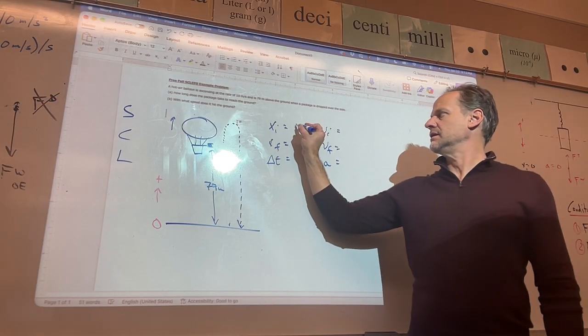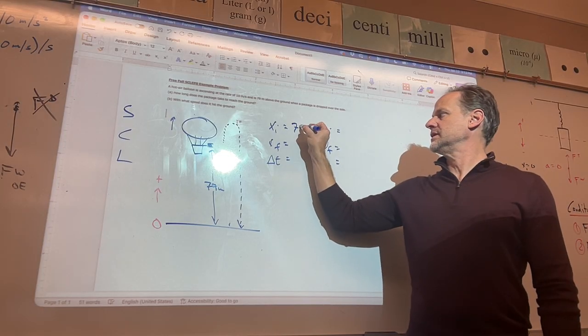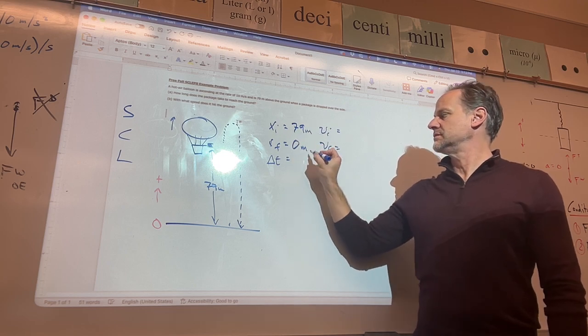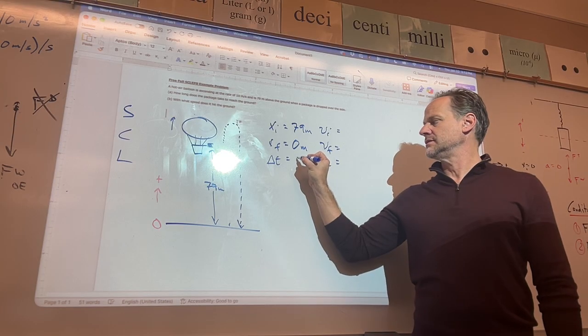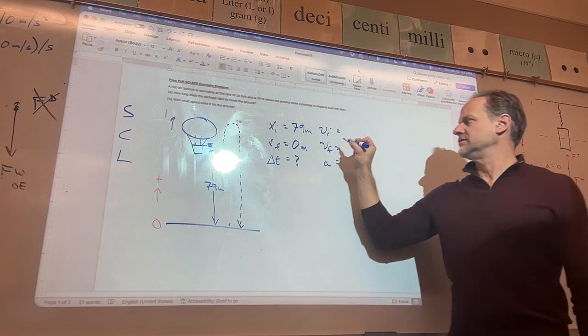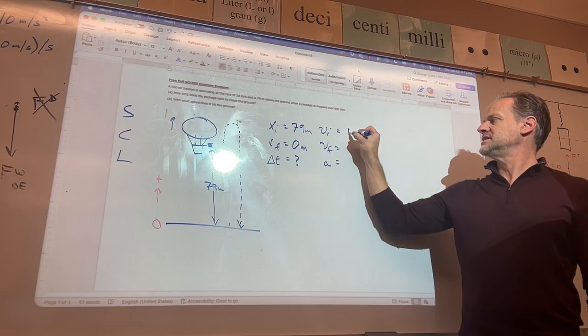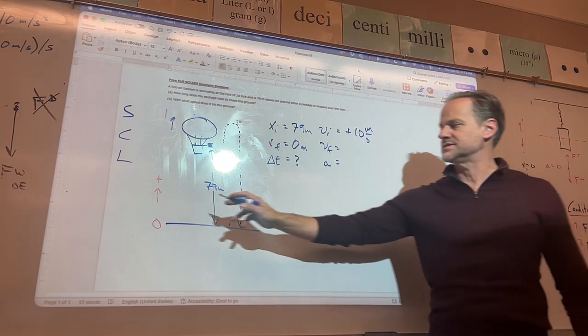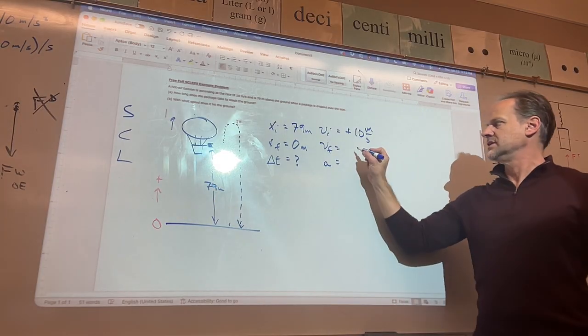All right, XI, 79 meters. XF, 0. Delta T, question mark. VI, 10. I'm going to go ahead and write positive 10 just to illustrate that it's going up, right? Consistent with up is positive. Final velocity?